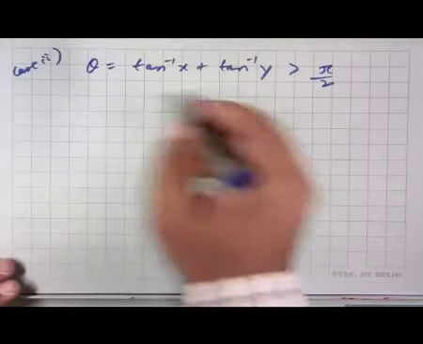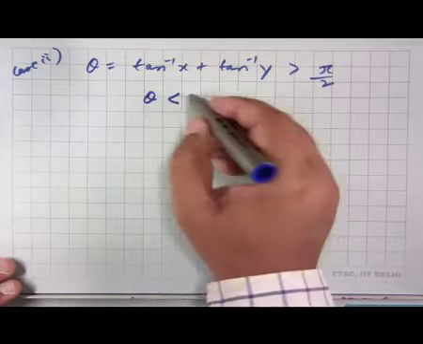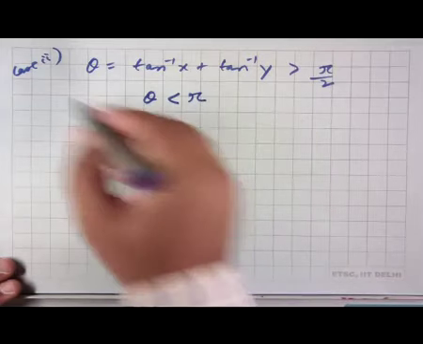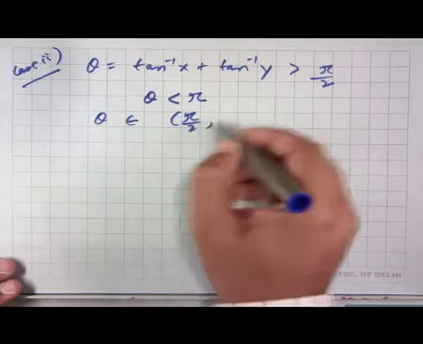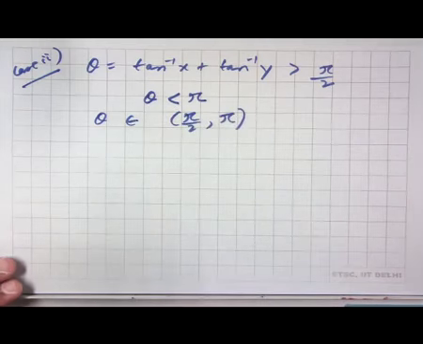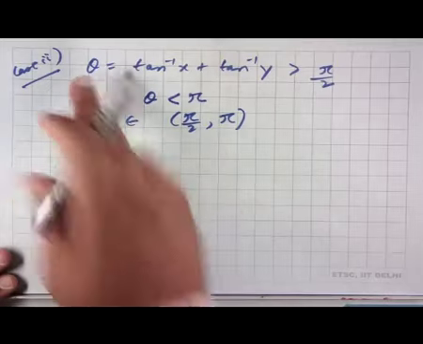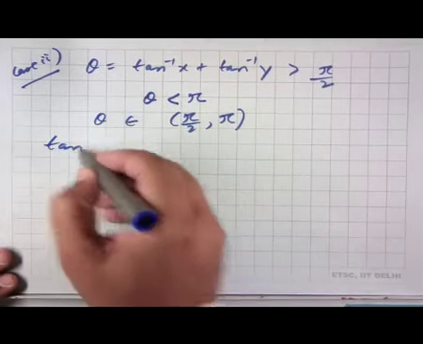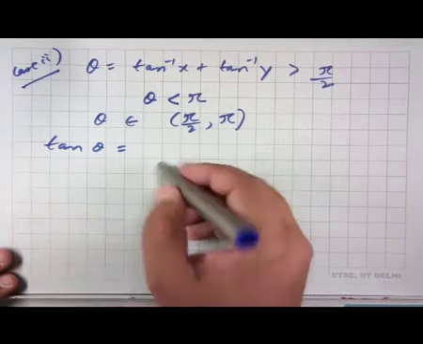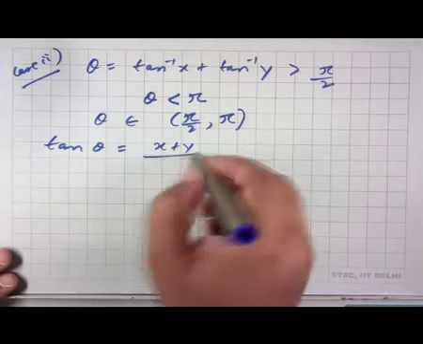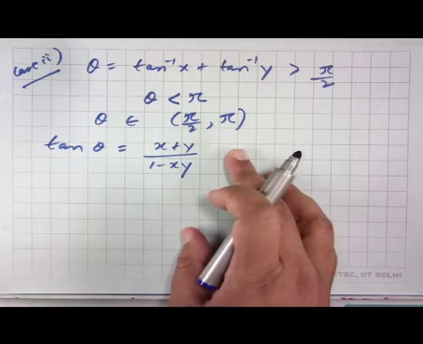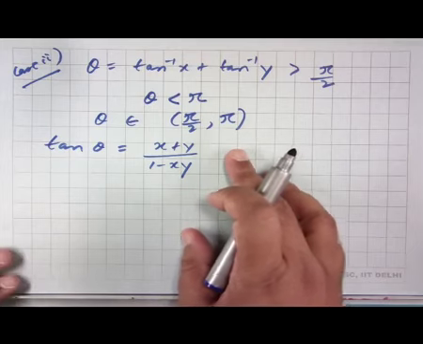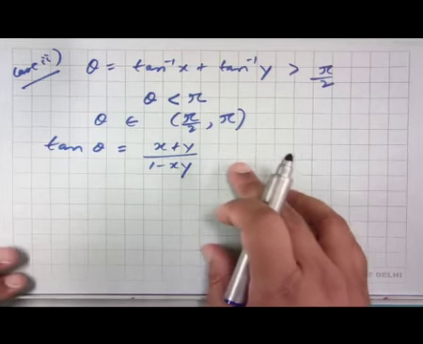So, obviously, this theta has to be less than pi. So, ultimately for this case too, what we have is that theta belongs to the interval pi by 2 to pi. The problem now is that, of course, tan of this theta is equal to x plus y over 1 minus xy. So, this follows from our very first slide on the tan inverse functions in this lecture.